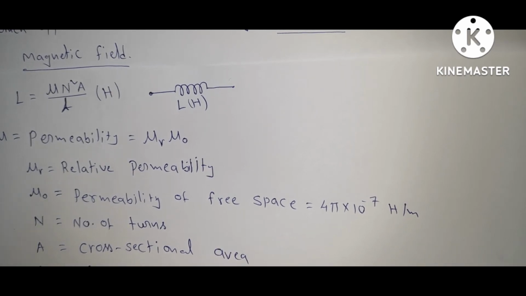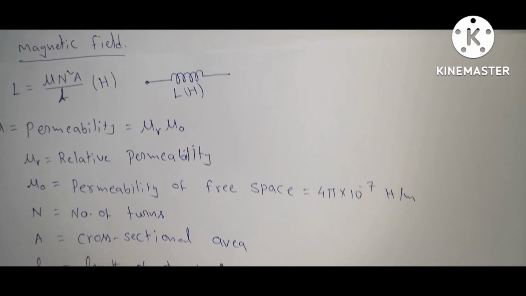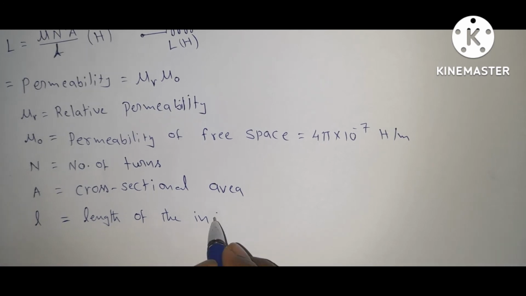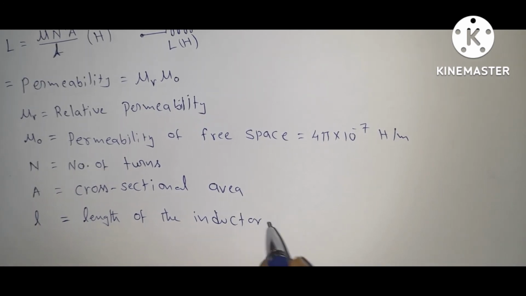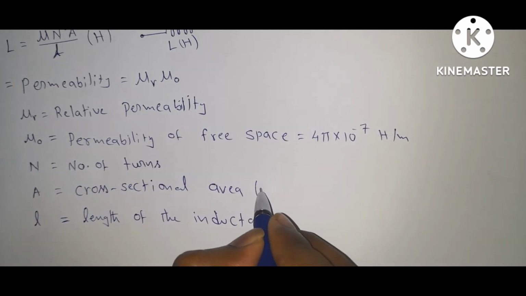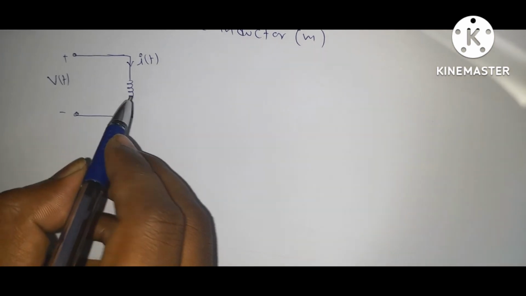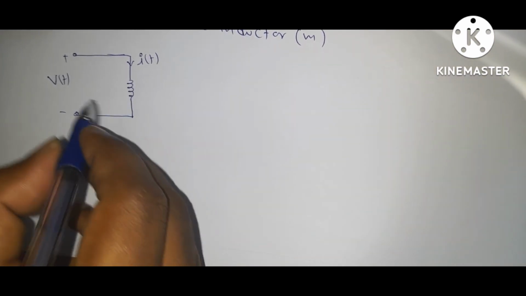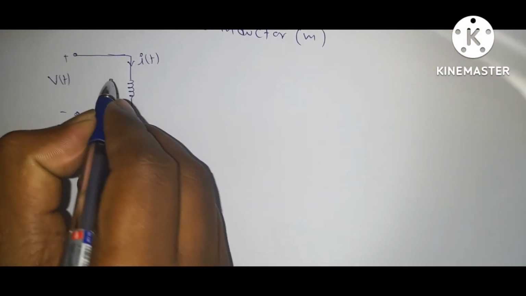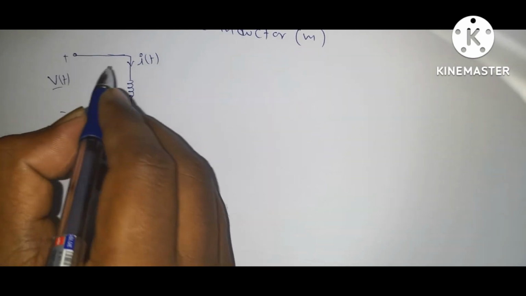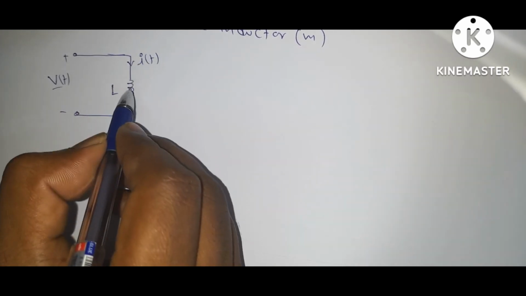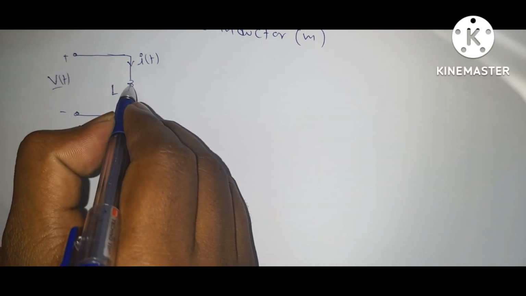And L is the length of the inductor. This is in meter square, this is in meters. Now consider a simple circuit. If we apply a time varying voltage, then a time varying current will flow through this inductor.